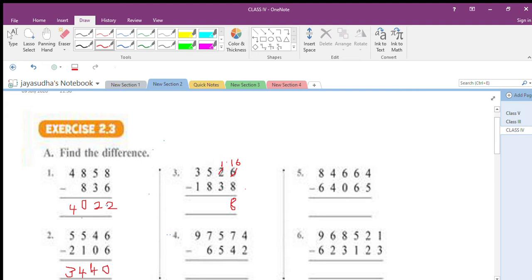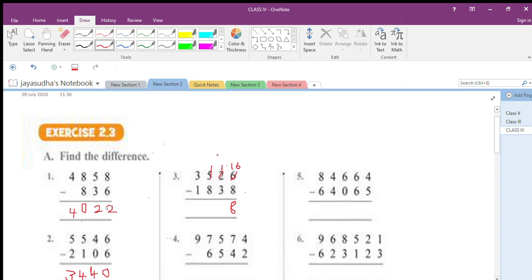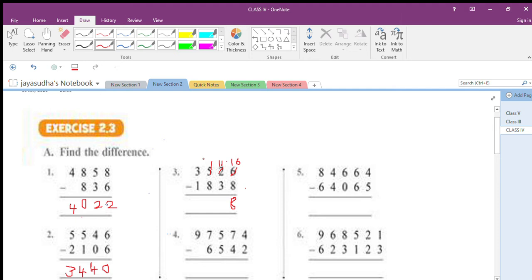Here 1, here 3. 3 is greater, 1 is smaller. So you can't subtract in this column, children. So you move on to the next column. You have to borrow one. So this 5 gives one borrow to this number. This 1 becomes 11. So here 5 minus 1, what do you get? 4. 5 minus 1 is 4.